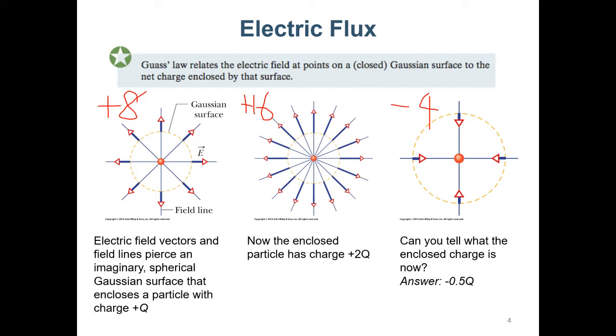So these numbers have the same ratio as the charges. What I mean is that we have 8, 16, negative 4, and the charges should be something like Q, plus 2Q, negative 0.5Q. So these two ratios are the same.